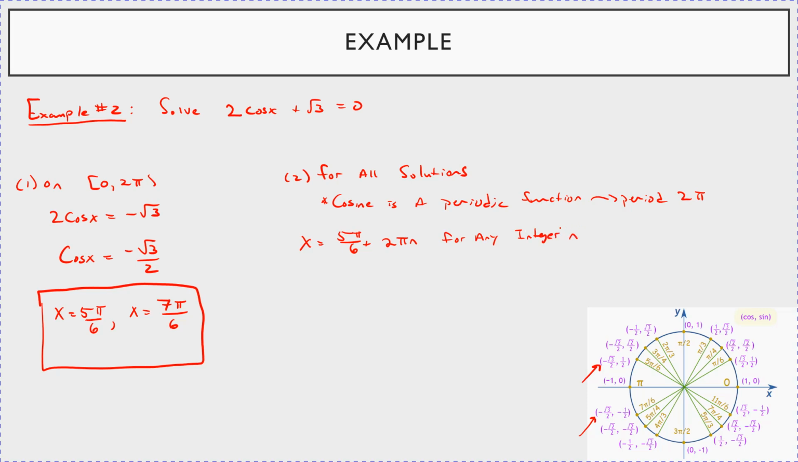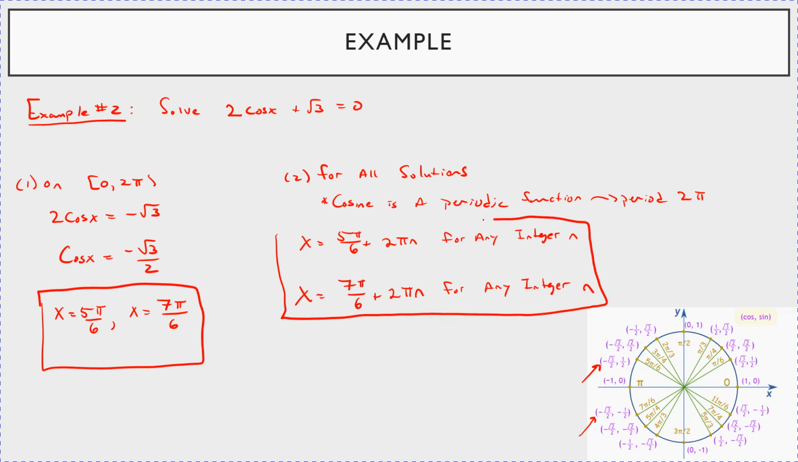And remember what the integers are, right? It's like -3, -2, -1, 0, 1, 2, 3. So even when n is equal to 0, you get back to this first one, 5 pi over 6. And then you get x is equal to 7 pi over 6 plus 2 pi n, and this is for any integer n. So we got it. You can see the way you're doing this is you're starting by inspecting the unit circle and going from there.